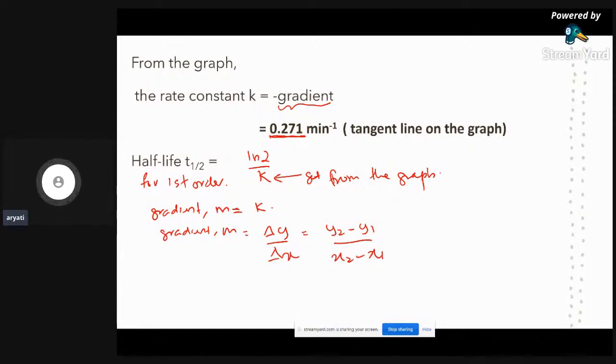Okay, after we get the value of k, we can calculate the half-life. So half-life, so ln 2 over, put the value of k, 0.271. So you will get the value of half-life will be equal to 2.56 minutes based on the calculation. Okay.